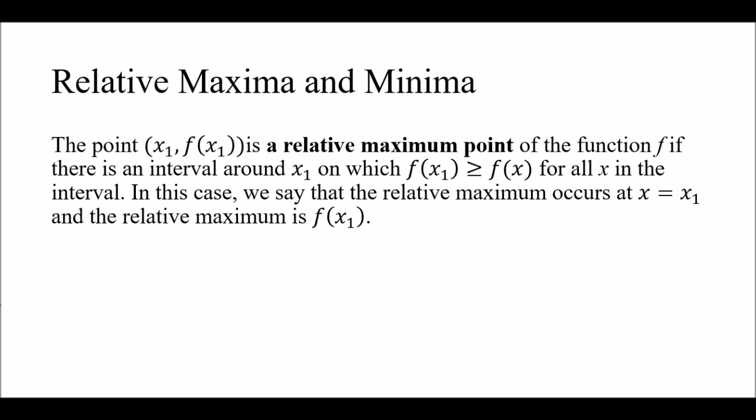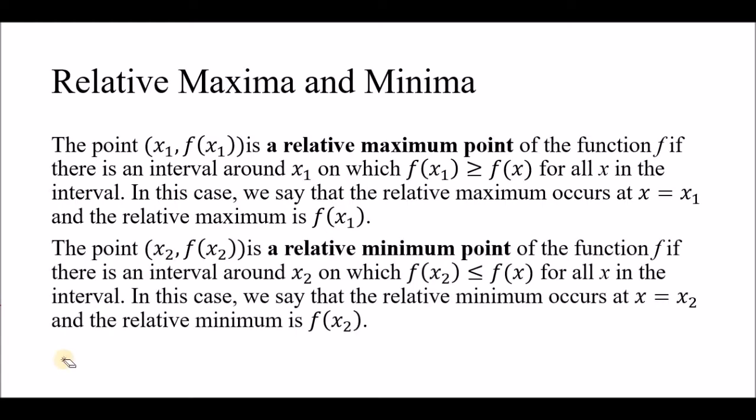A point x1, f of x1 is a relative maximum point of the function f if there is an interval around x1 on which f of x1 is greater than or equal to f of x for all x in the interval. In this case, we say that the relative maximum occurs at x equals x1, and the relative maximum is f of x1. In other words, a point is a relative maximum point if in a specific interval, that point is the highest point on the graph.